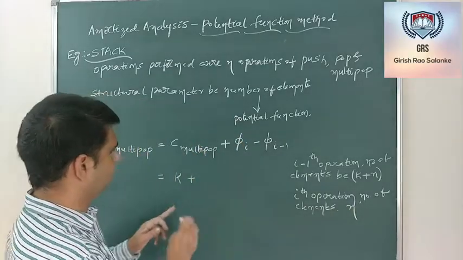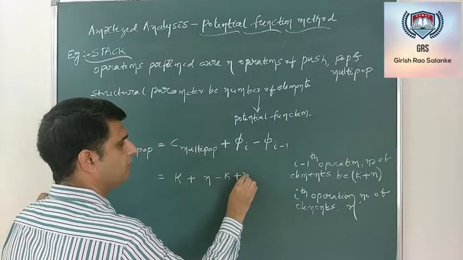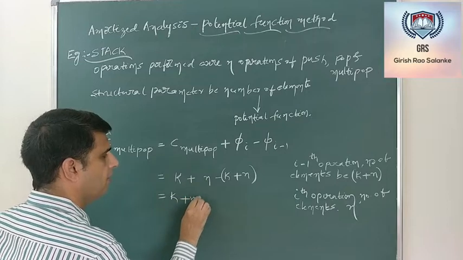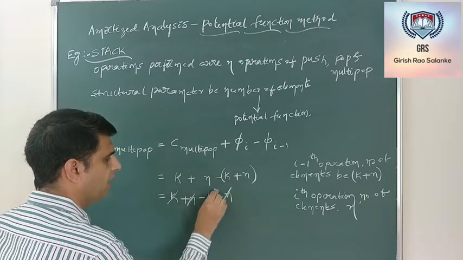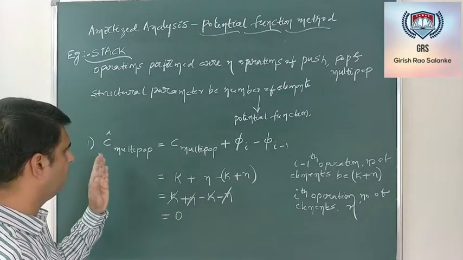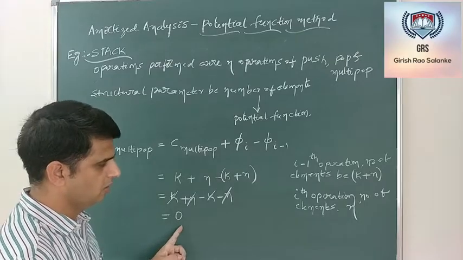Now apply this here. It is k plus n minus k plus n. So what happens? This is k plus n minus k minus n. n and n got cancelled, k and k got cancelled. So I am left with 0. So the amortized cost of performing the multi-pop operation is 0.